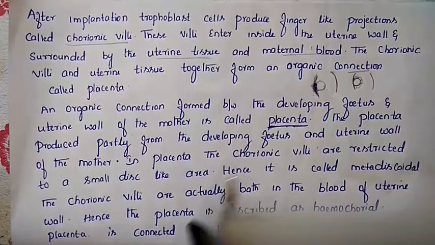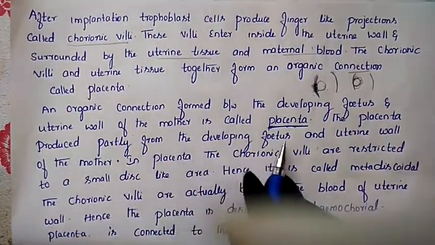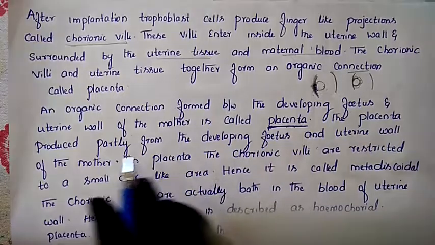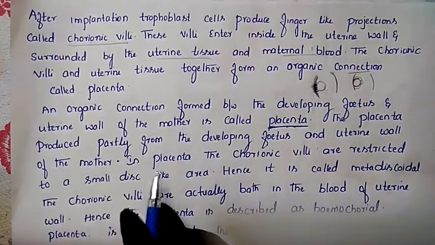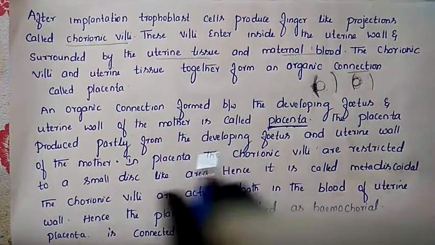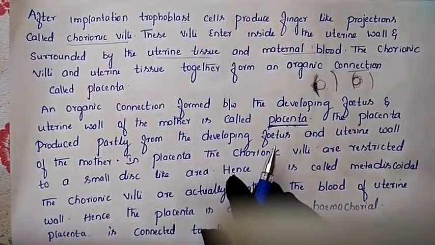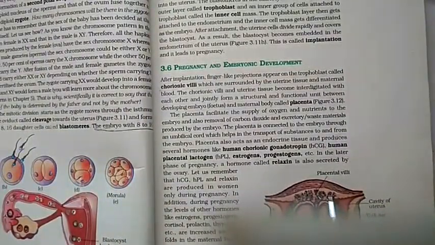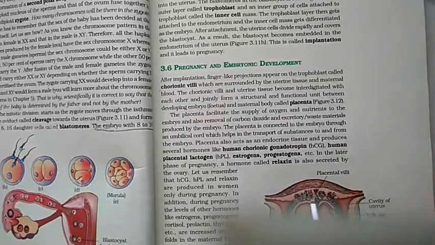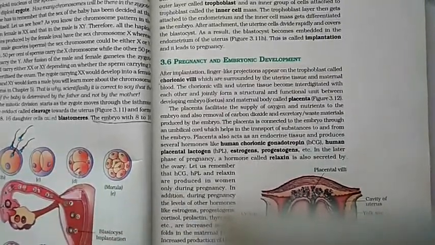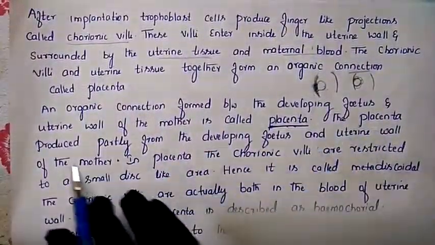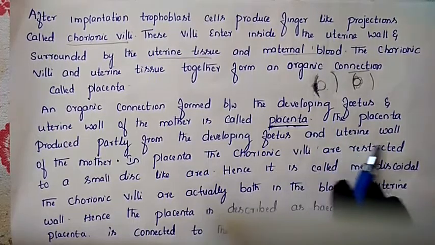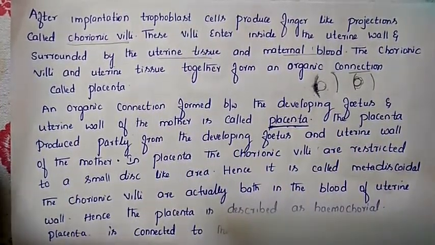Next, the placenta is produced partly from the developing fetus and partly from the uterine wall of the mother. Partly means the placenta is not present over the complete uterus, only in part. See, this is the placenta. It is partly developed by the developing fetus, which is the embryo, and it attaches to the uterine wall of the mother.